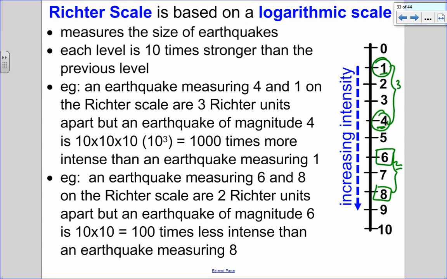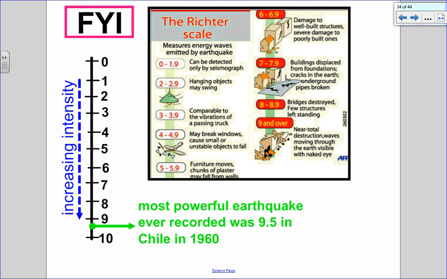So let's just look at the Richter scale and see what that actually means. I'm always interested to see the real life application. So the Richter scale measures from 0 to 10. It takes about a Richter scale of 4 or bigger for you to feel it. So if you look right here, you're not going to really feel the vibrations of a passing truck too much. Anything bigger than 4, you're going to start to feel. Between 4 and 4.9, we might break some windows, small objects might fall, and you can see as I increase in the Richter scale, the damage increases.